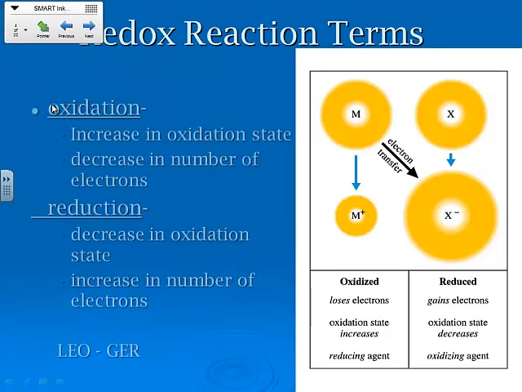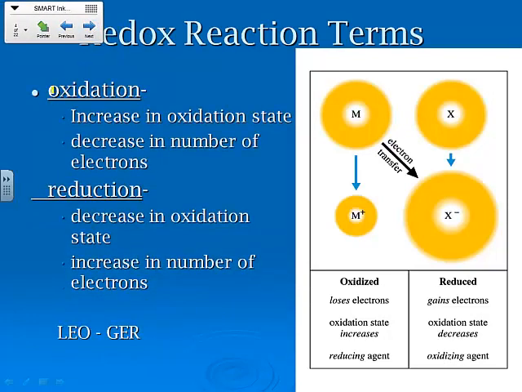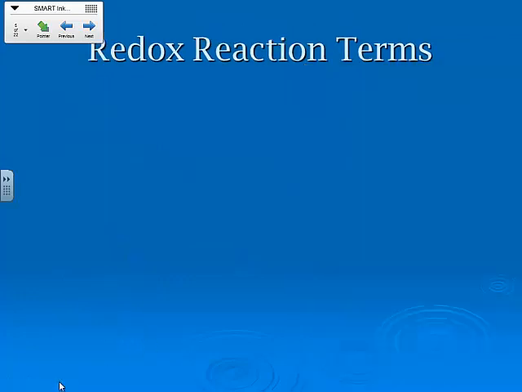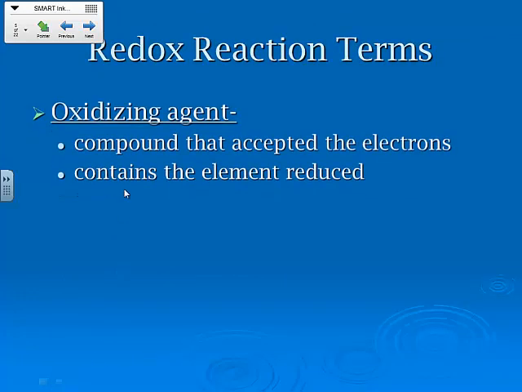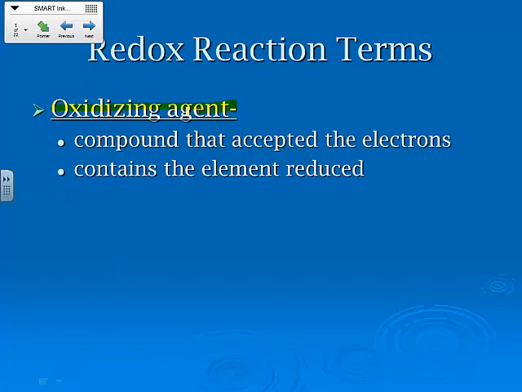Alright, now again, we've also talked about this, but just another review for the terms. Oxidation is an increase in the oxidation state or a decrease in the number of electrons. Reduction is a decrease in the oxidation state or an increase in the number of electrons. You can get LEO GER, and also we then add in the oxidizing agent and the reducing agent versions of that.